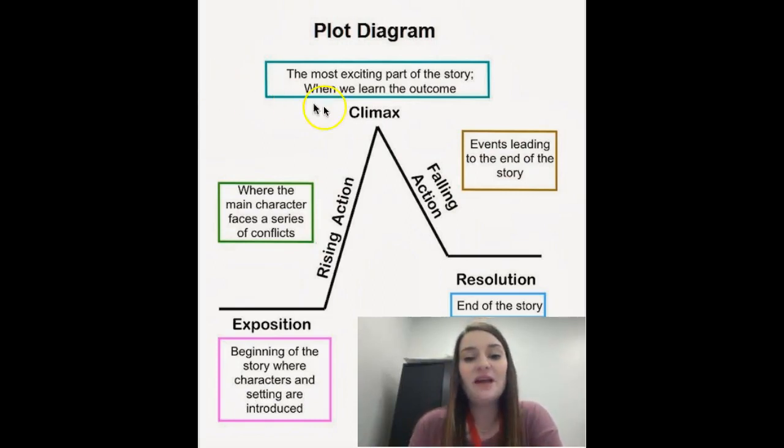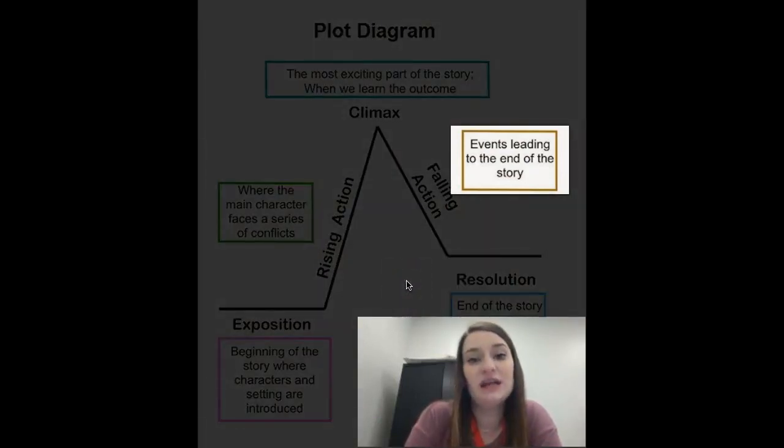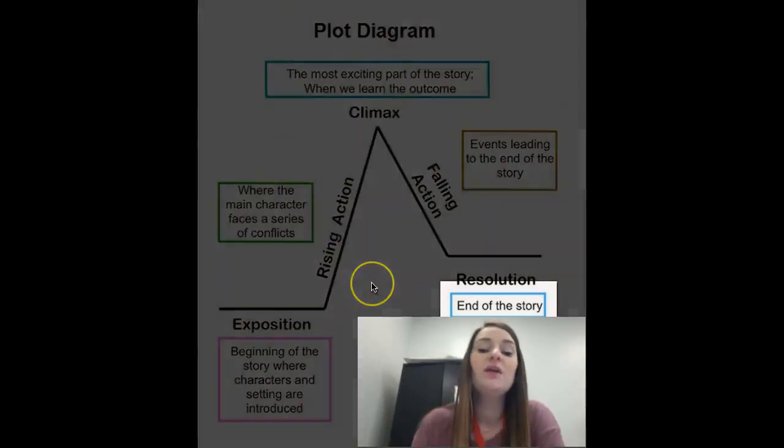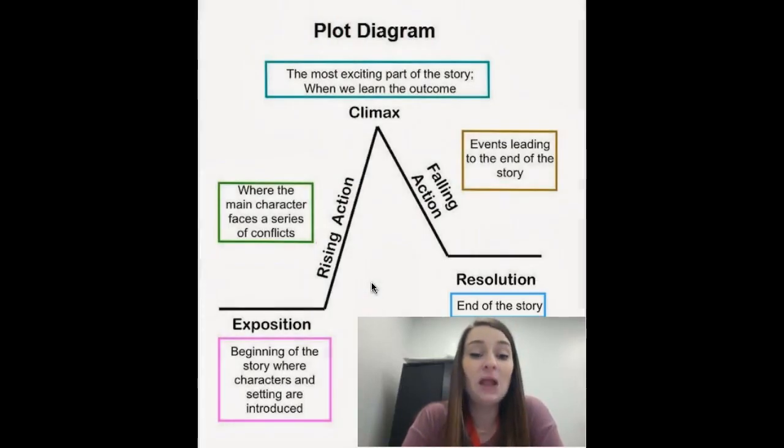Okay, and then after that we have falling action. These are the events leading to the end of the story. So after we have that outcome, we're going to get some events that are leading to the end of our story, and that brings us to resolution. The resolution is the very end of the story. Okay, so you can see that plot is just a series of events in a story. Okay, it's the flow of the story, how it goes. So you start with the exposition, move up with rising action, have the climax, falling action to the resolution.